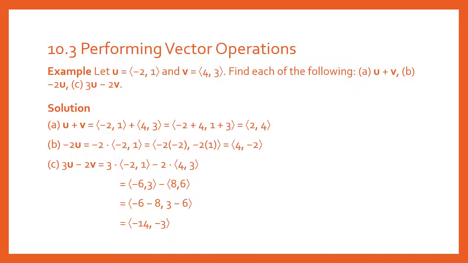Okay, when you add u plus v, you just add the a's and you add the b's, and you get 2, 4. -2 times u is just simply -2 times -2 and -2 times 1. And then 3u minus 2v, not much more complicated. We get -14, -3.